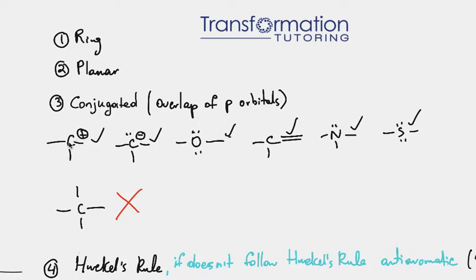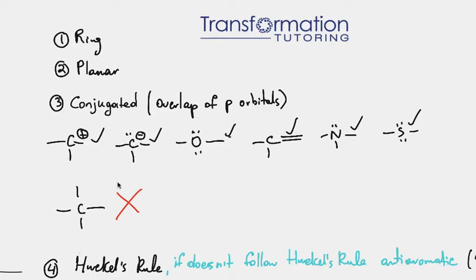The first case is a carbon with a positive charge. If you see a carbon with a positive charge, it has an empty p orbital. This works. I put a check mark on it. Carbon with a negative charge works. Oxygen with two lone pairs works. Carbon with a double bond definitely works. Nitrogen with a lone pair works. Sulfur works. A nitrogen or other elements with a double bond would also work. This list is not exclusive, but it gives you the most common cases.